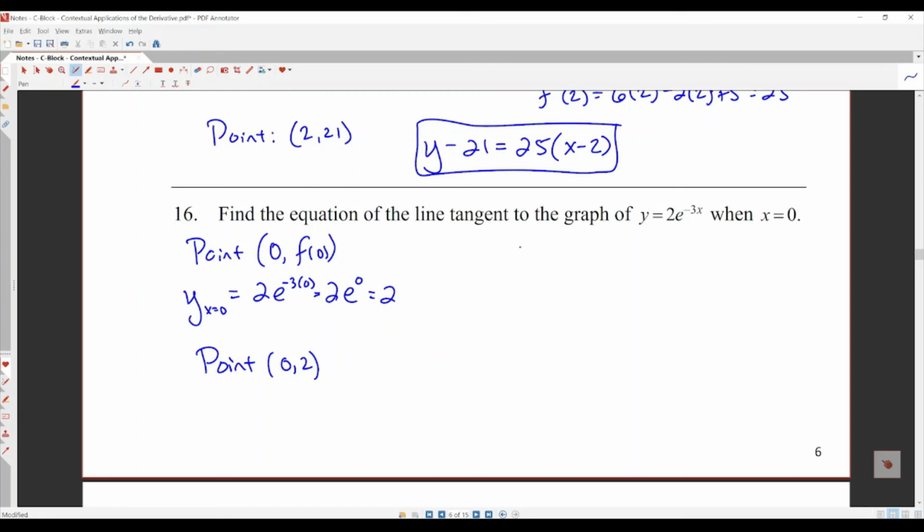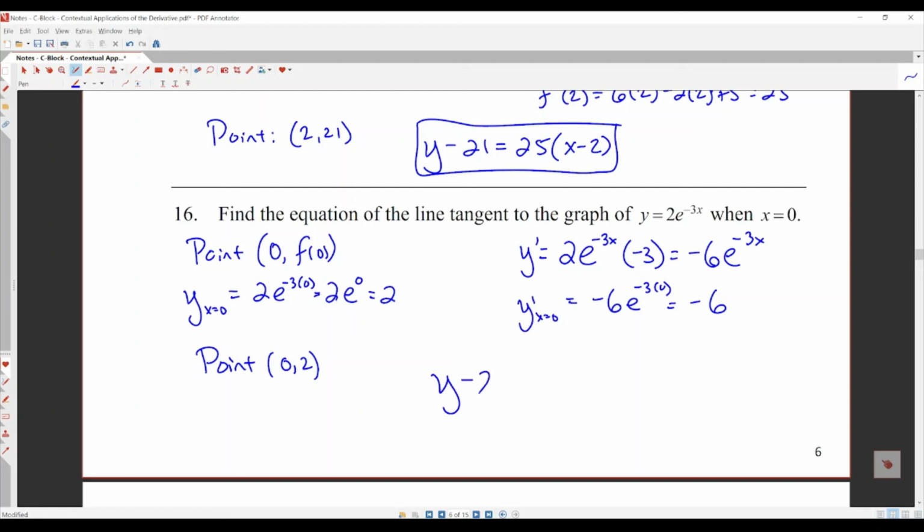And then my slope, so y prime, or dy/dx, is going to be 2e to the negative 3x, because the derivative of e to the u is e to the u, times the derivative of that function, which is negative 3. And y prime, when x is 0, is negative 6e to the negative 3 times 0, and that comes out to be negative 6. That's the slope, that's the point. So I get y minus 2 equals negative 6 times x minus 0. And again, you do not have to simplify. If you want to, you may.